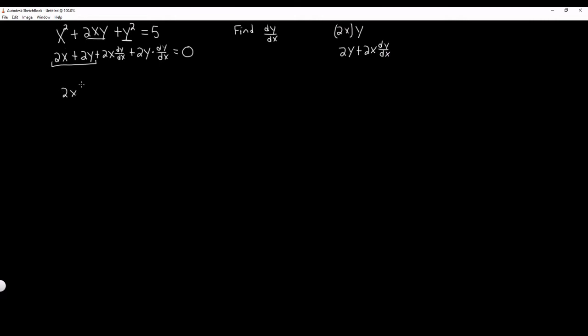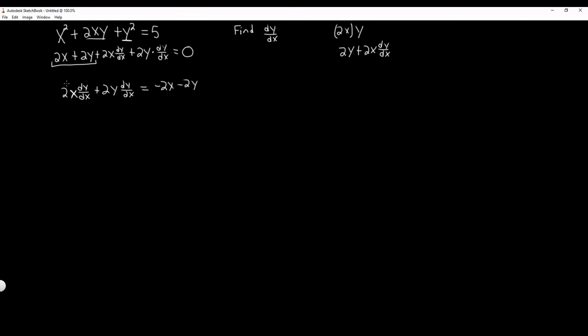2x dy/dx plus 2y dy/dx is equal to negative 2x, because we subtracted 2x from this side, and negative 2y because we did the same thing here. So now if you look at this, we have all our dy/dx's on one side.